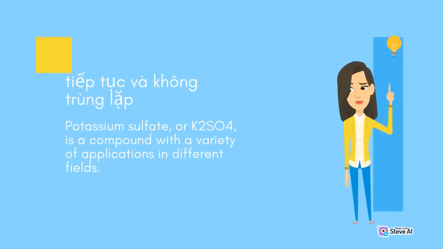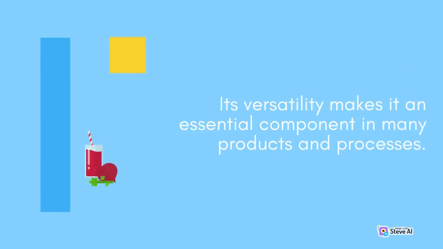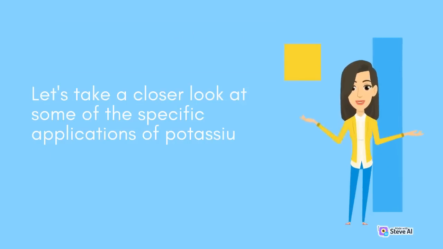Potassium sulfate, or K2SO4, is a compound with a variety of applications in different fields. Its versatility makes it an essential component in many products and processes. Let's take a closer look at some of the specific applications of potassium sulfate.